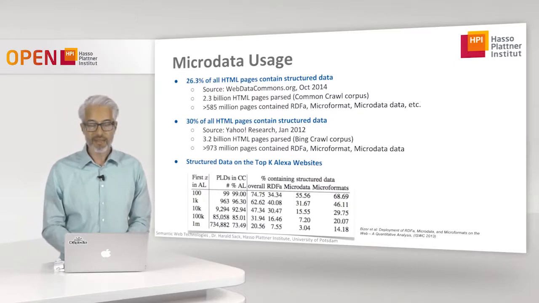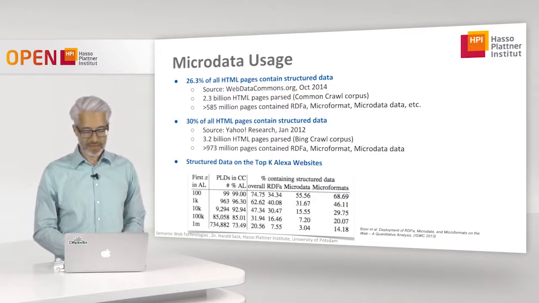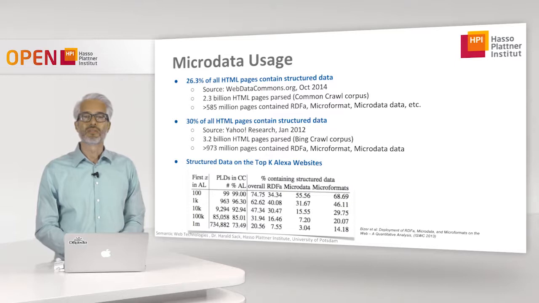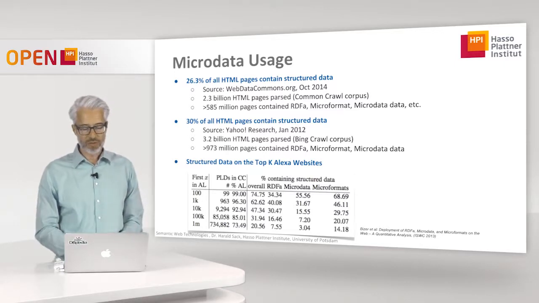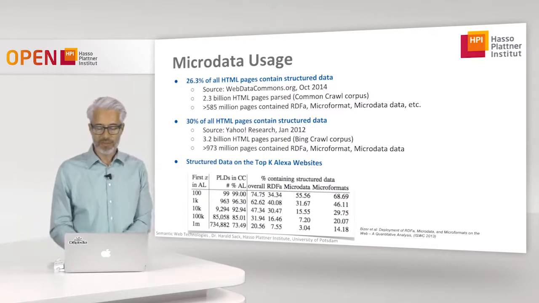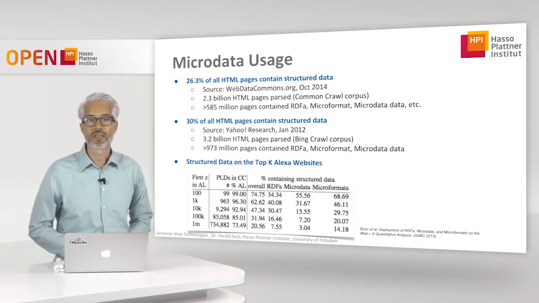And the interesting thing is that if you look at the first 100 websites in Alexa, overall 75% of them are using RDFa, microdata, or microformats. More than 34% of them are using RDFa. If you look at the first 1,000, the numbers are even better. Overall 62%, and 40% of these websites are using RDFa. 31, or almost 32%, are using microdata.